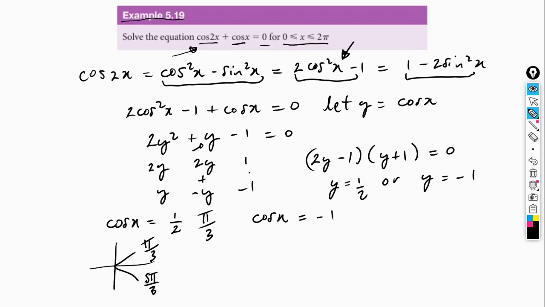Cosine of x is equal to negative 1. Now think of the unit circle again, and remember that it intersects here at this point with the x-axis, and the coordinates here are -1, 0. So that means that cosine of pi is equal to negative 1. And that's the only solution there is in that interval. So that means that x is equal to pi thirds, pi, and 5 pi thirds.